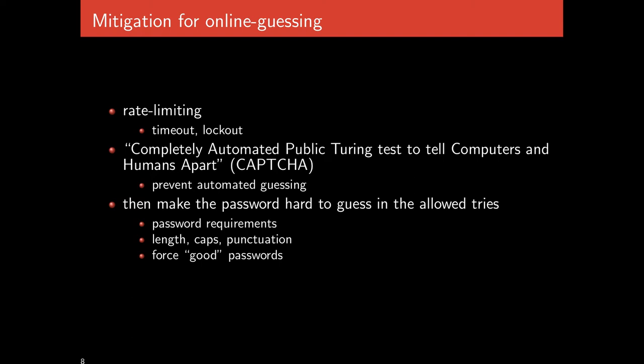And in this case, you can throw up a CAPTCHA, a puzzle that computers aren't good at solving, but humans can solve, such as doing some sort of data classification on images. And this will have the effect of slowing down the rate of automated guessing and make sure that it's actually a human who's doing it, not a computer program.